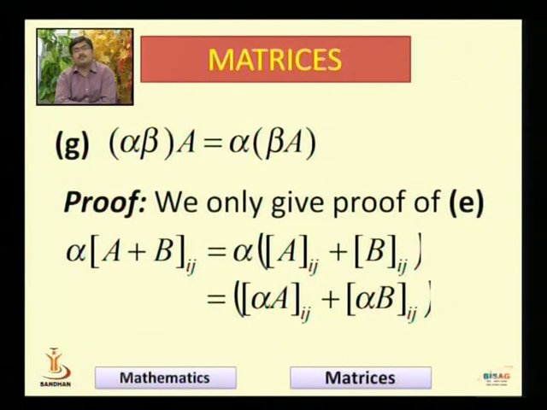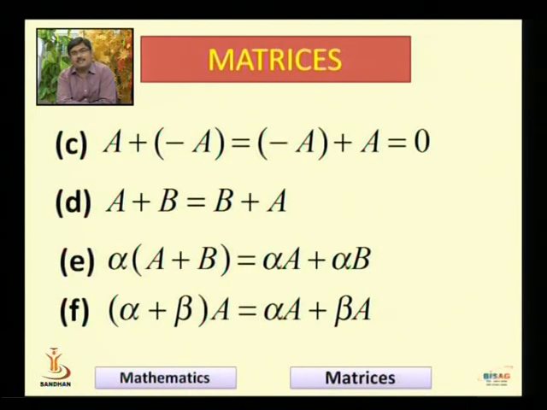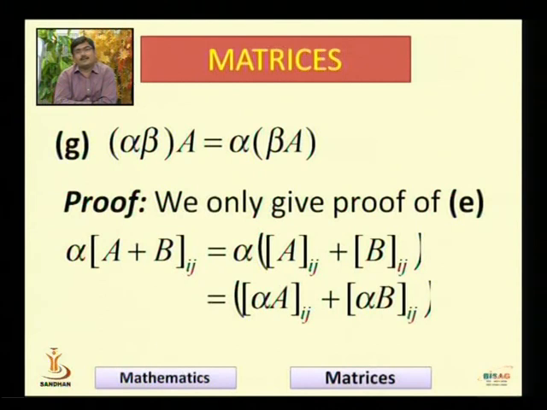I am giving this proof just to demonstrate what techniques are needed to give proofs of results in this particular aspect. Let us try to see Property E. It says that alpha times (A plus B) is the same as alpha A plus alpha B. So, what I have taken is the ijth entry of A plus B, and I have seen what the ijth entry of alpha times (A plus B) is.